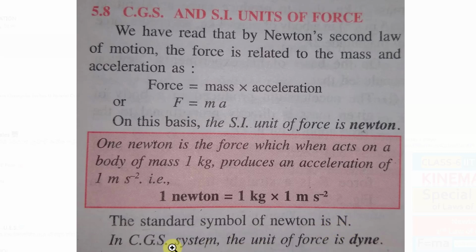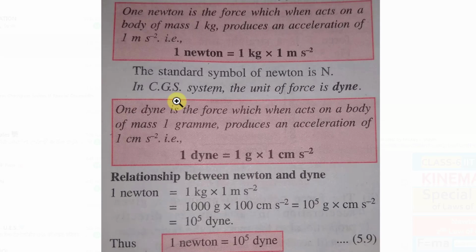Okay children, next is the CGS system. Children, we already discussed different systems of units: FPS, MKS, CGS. So the CGS system, centimeter, gram and second. In the SI system the unit of force is Newton, but in the CGS system the unit of force is dyne.